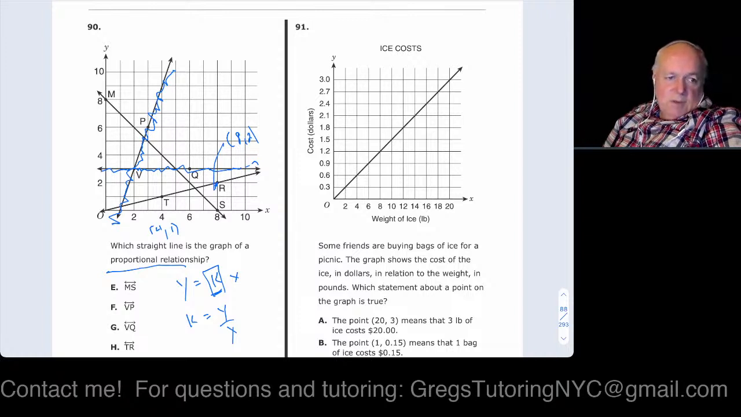And furthermore, if y is equal to kx and k is the same, if x is 0, then y must be 0. So any graphing that involves the constant of proportionality must go through 0, 0. So the only one that does that is this line segment TR here, or the extension of it. All right, which would be H. All right, so be careful with this.